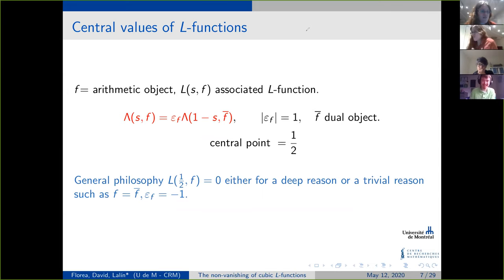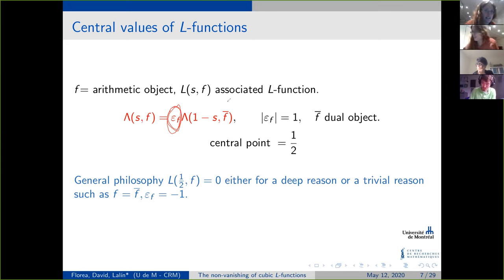So what do I mean by a trivial reason? Say you have minus one in the middle, you have minus one here. Here I'm talking about F bar as a dual object. For the example I gave you, if your character is not real, it will be the conjugate of the character. The example I gave you was a character that was real because it was taking only values 1, minus 1, or 0, so it will be the same character. So it will be the same function on both sides. One is in S, the other is in 1 minus S. And if you evaluate at S equals 1/2, you get the same on both sides.